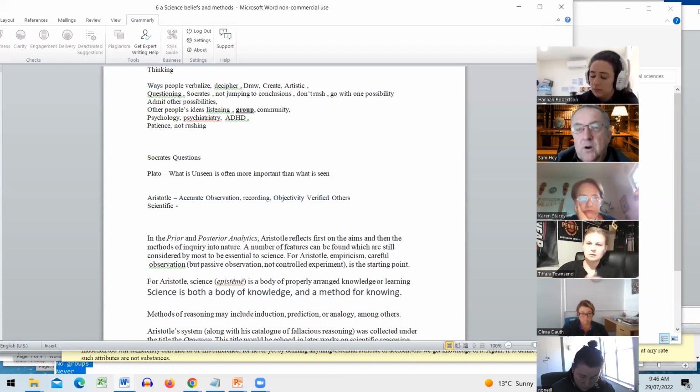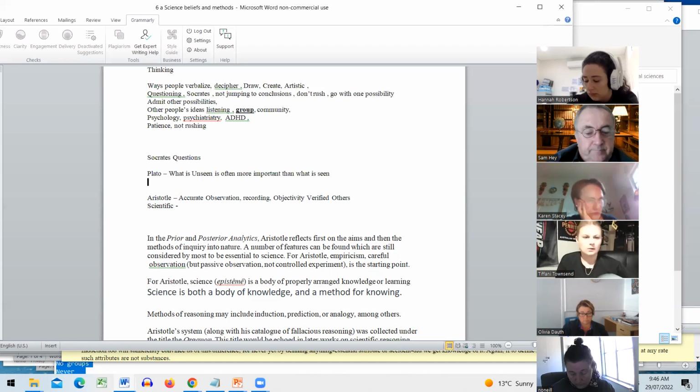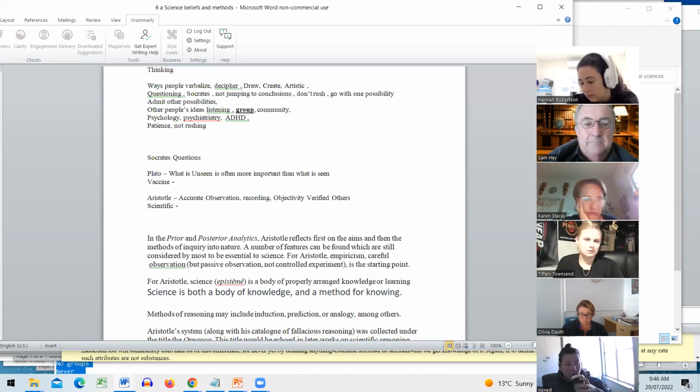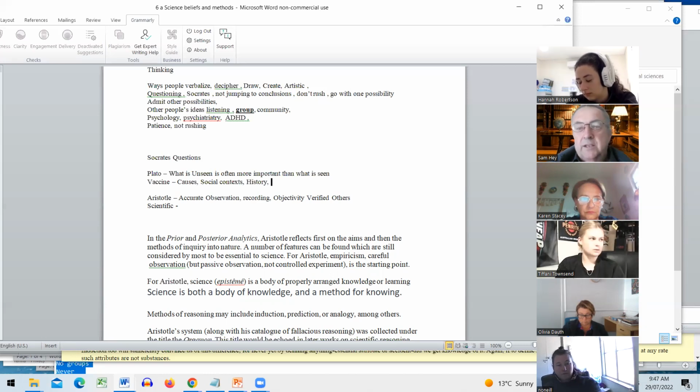We mentioned before about developing a vaccine for an illness like COVID, but Plato would say, what do we know about the causes that are unseen? What do we know about the social contexts that are unseen? What about the history of illnesses in the past? What do we know? And the history of it. Plato would say that there is much more that we need to consider than simply observing and recording.